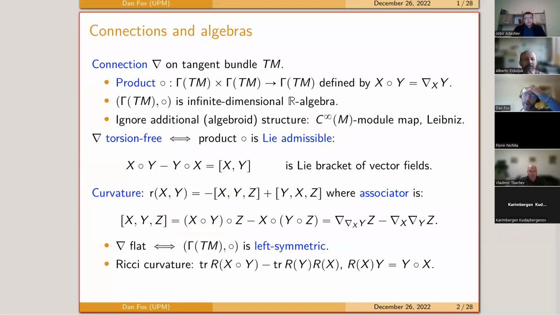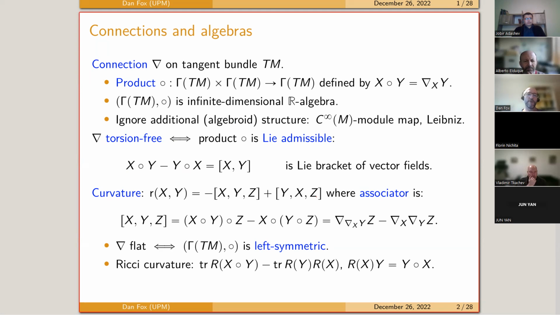Just to motivate a little what I want to talk about, I want to introduce some notions inspired by differential geometry. The analogy at first appears very naive, and maybe it is, but it's actually a little bit of an actual correspondence. Just think about a connection on a tangent bundle. You can think of it as a product: given two vector fields, you get a new one, x times y. This makes the space of vector fields on the manifold an infinite dimensional real algebra. You're ignoring structure when you do this, because the axioms of a covariant derivative require this to be a module map in its first argument and to satisfy the Leibniz rule in its second argument. I'm just forgetting about that, but that's okay.